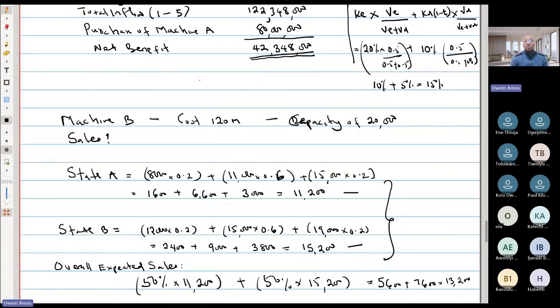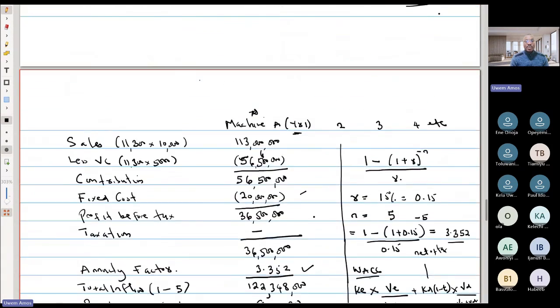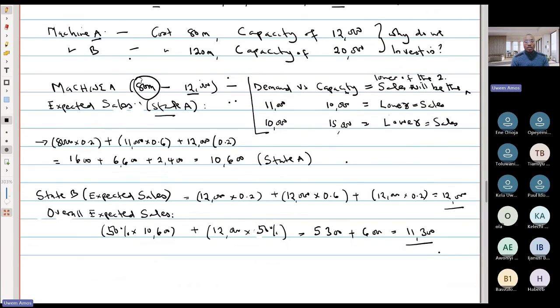So our small machine is machine A. I just renamed the small machine so that it's easy to understand. So this is our machine A, which is a small machine. Our expected demand under A is 10.6.